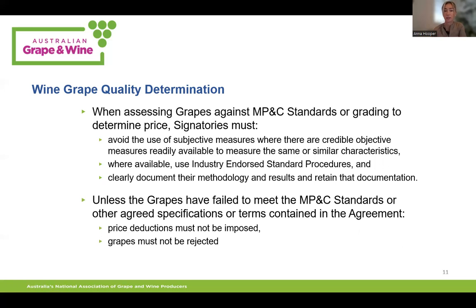Independent technical experts should also familiarise themselves with Section 5 of the code, which talks about quality assessment, and keep in mind that unless the grapes have failed to meet maturity, purity and condition standards or agreed specifications or terms that are documented in the grower supply agreement, price deductions must not be imposed and grapes must not be rejected. Finally, if the issue relates to whether the contract itself complies with the requirements under the code, then it's not a job for a technical expert.